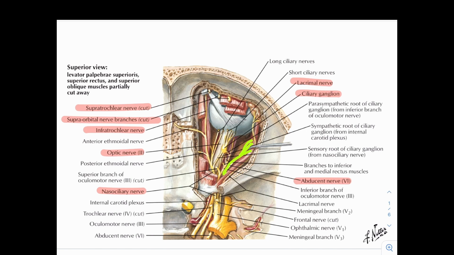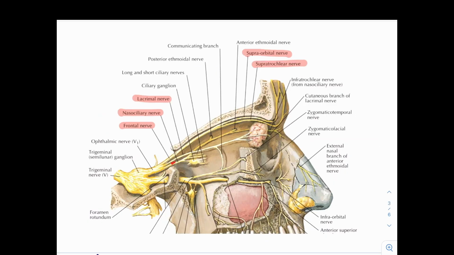Finally, we'll discuss the nasociliary nerve. The nasociliary nerve arises from the ophthalmic division of the trigeminal nerve. It enters the orbit through the lower part of the superior orbital fissure. It crosses above the optic nerve, runs forward along the upper margin of the medial rectus muscle, and ends by dividing into anterior ethmoidal and infratrochlear nerves. This is the nasociliary nerve.